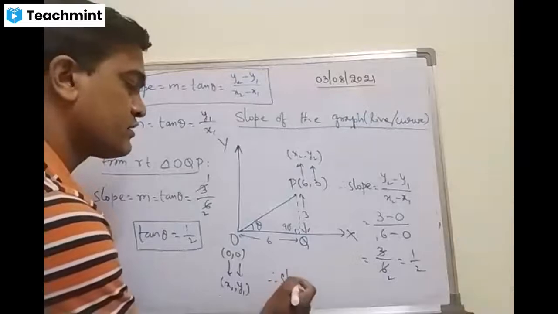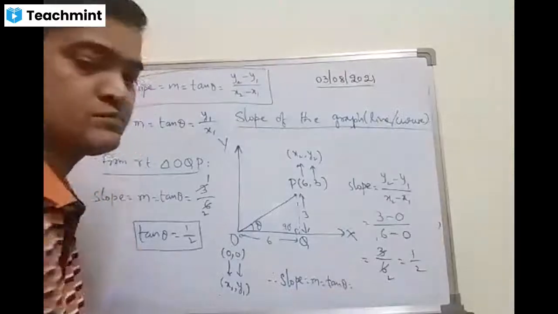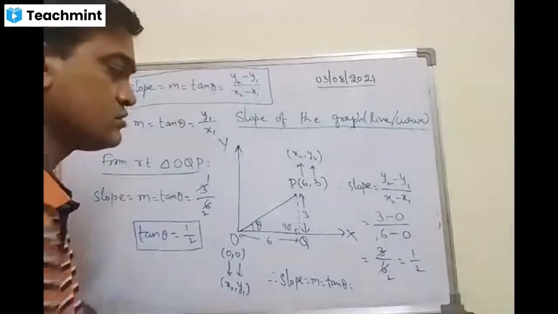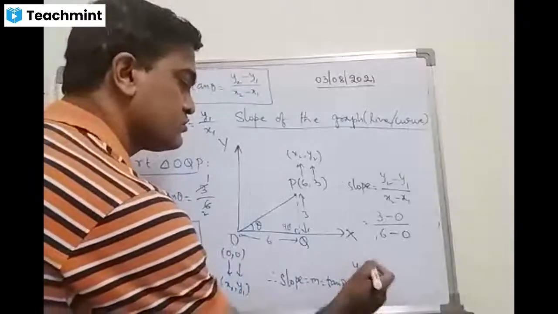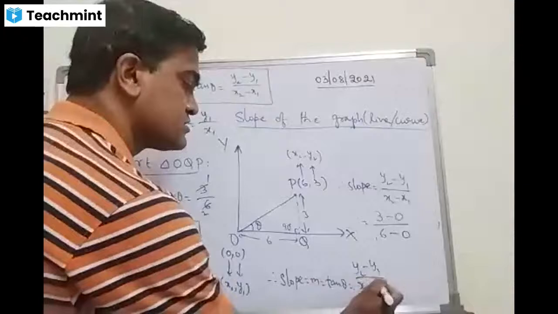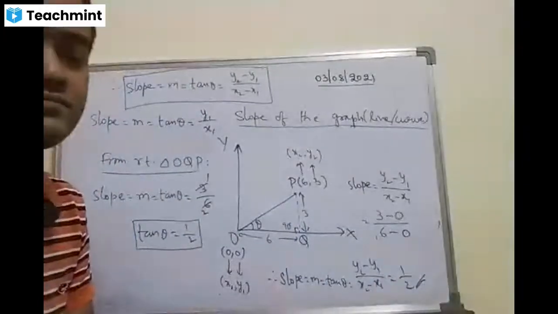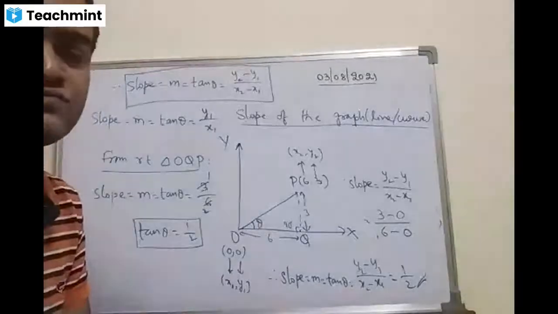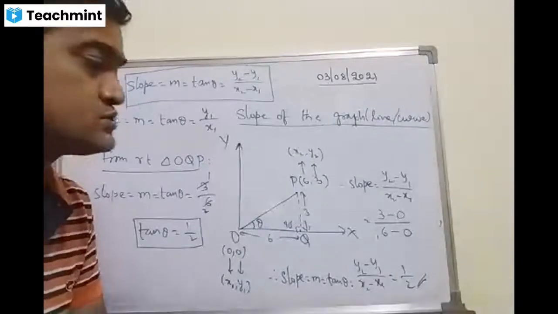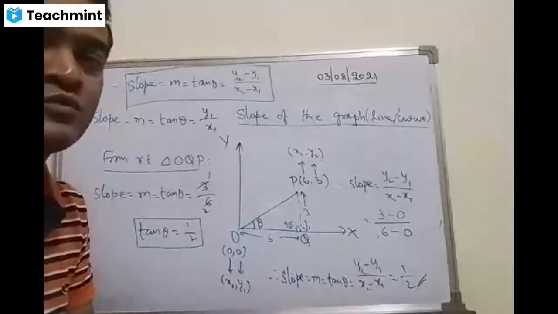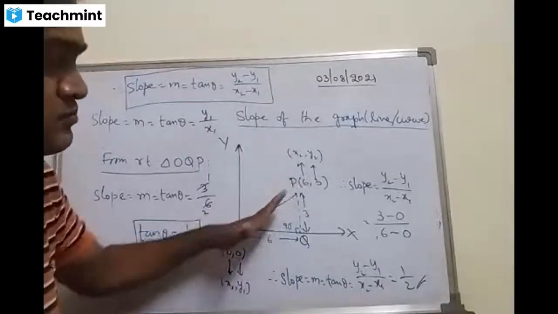So therefore finally what I'm getting is slope is equal to M is equal to tan theta is equal to y2 minus y1 upon x2 minus x1, which is equal to 1 by 2 in this example. In this example, I am getting slope as 1 by 2. So this is the value of slope which I got as positive, for the positive inclination.